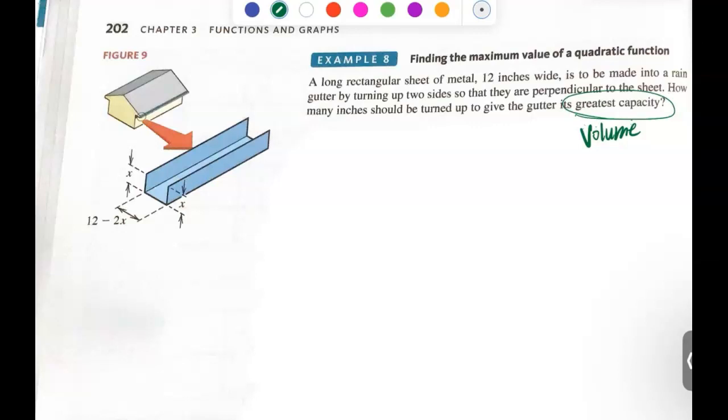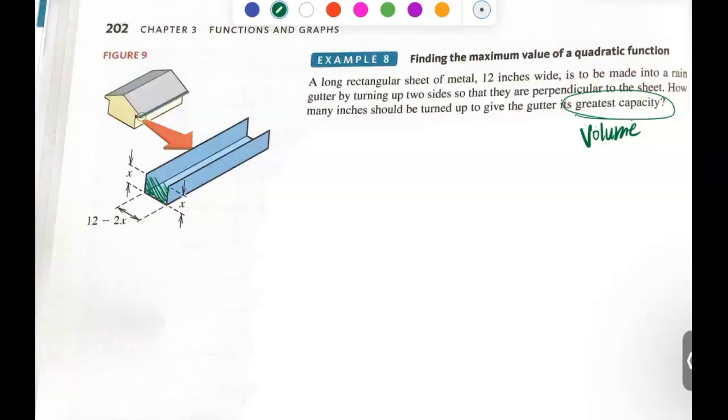So instead, what I'm going to think about is its cross-section. So it's the area of this rectangle right here. If we can maximize the area of the rectangle, then we should be able to maximize its volume. So if we can find the maximum area, we would also be finding its maximum volume. So what we're going to do is make an area equation, since those are the values that I'm given.